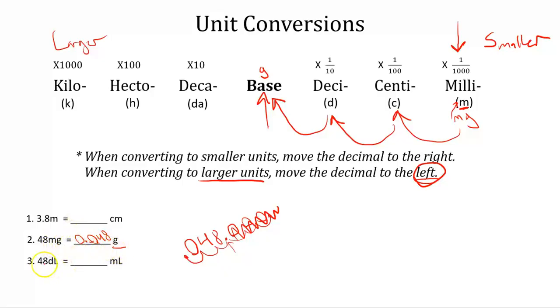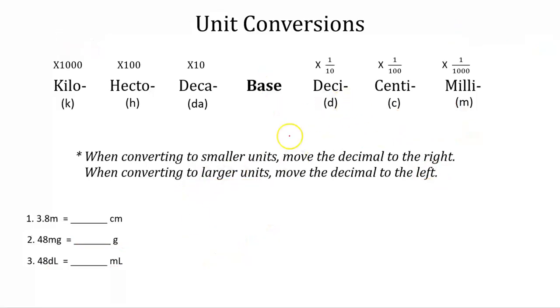Okay. All right, here I have liters, the base for volume, and I have deciliters. And I want to get to milliliters. Okay, so we're starting with a deciliter. Here we have D. And we want to get to milli, which is the one with M. So I have 48 deciliters. I want to get to milliliters.